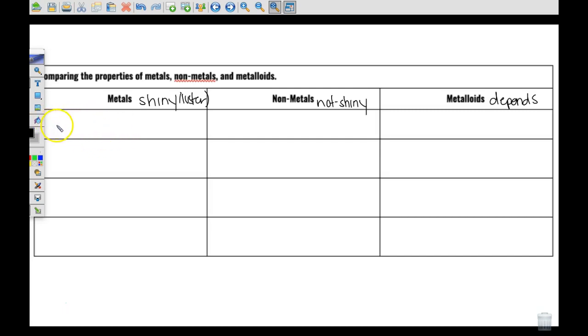The state of matter that metals are in are mostly solids. There is, of course, an exception, and that exception is mercury. Mercury is the only metal that is a liquid at room temperature. Nonmetals are typically gases and liquids. And we'll get to metalloids in just a moment.